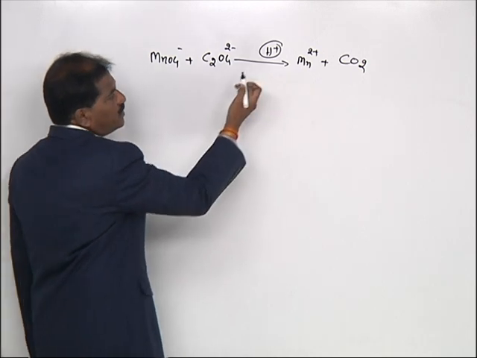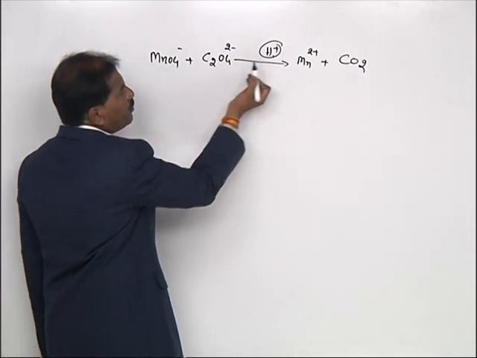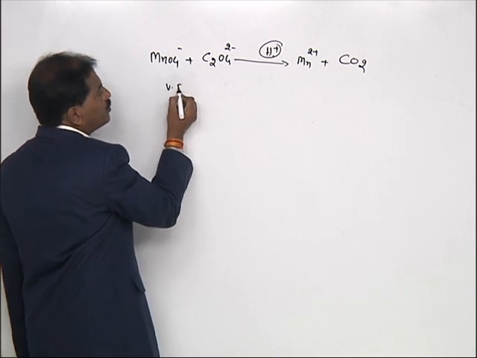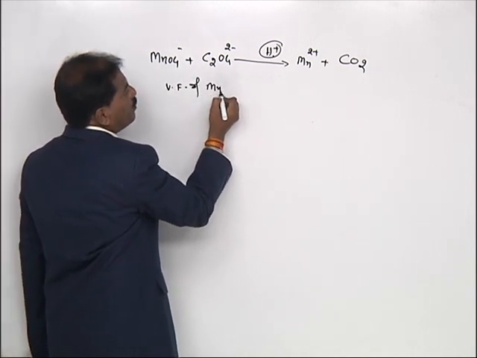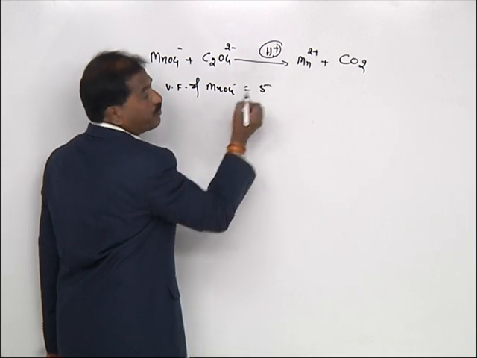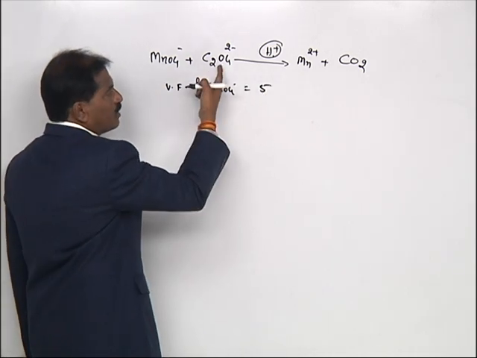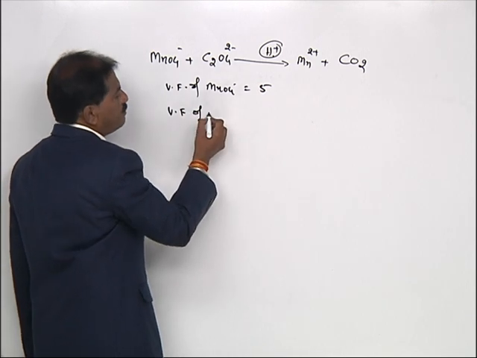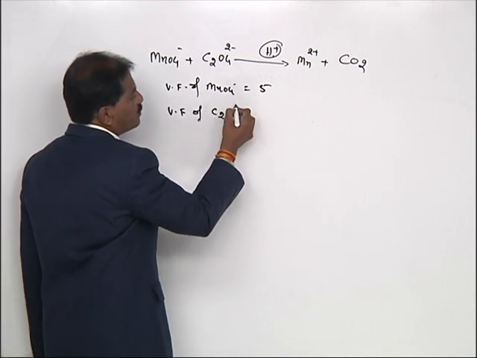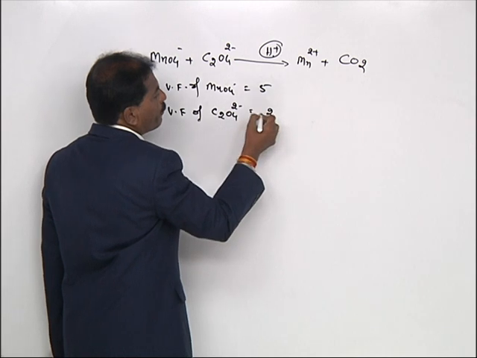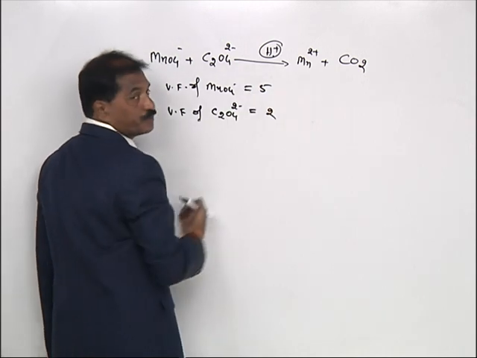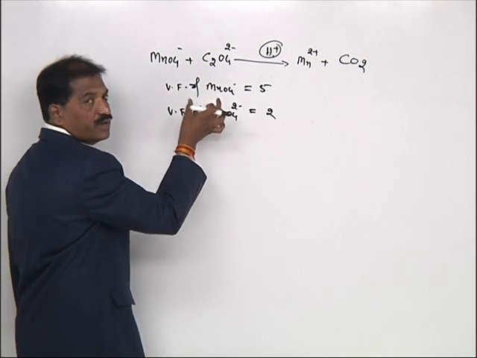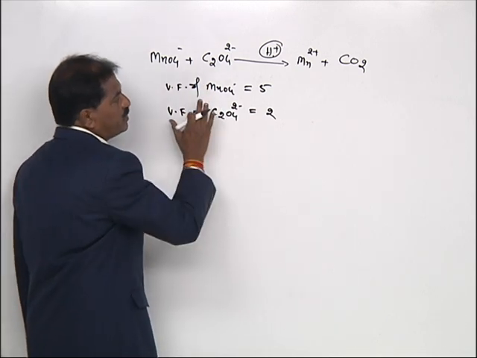Next, without the need of balancing the reaction, how to proceed to simplify the numericals? Since the reaction is taking place in acidic medium, we know the valency factor of MnO4 minus is 5. Next, the valence factor of oxalate, C2O4 2 minus, is always 2. So, if you remember the valence factor of certain well-known species, we can easily proceed to simplify the numericals.